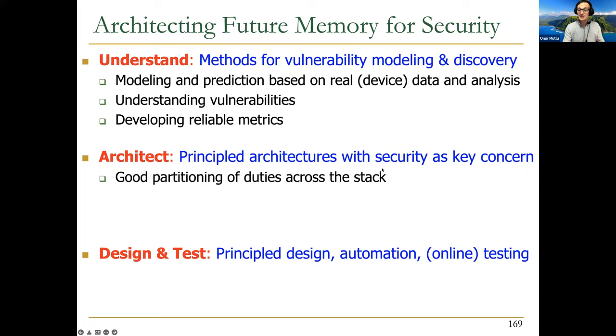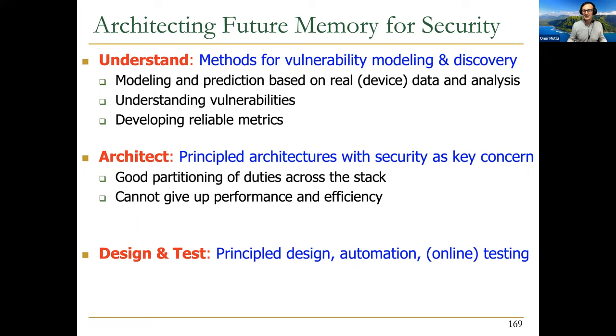We need to have good partitioning across the stack. We cannot give up performance and efficiency, unfortunately. So a RowHammer solution that reduces DRAM performance by 20%, in my opinion, is not acceptable, because we put a lot of effort into improving DRAM performance. And can we have patchability in the field, so that if we discover an error in the field, we can solve it without giving up much performance and efficiency? And I think design and test is very important. We need to integrate a lot of these techniques with principled design, automation, and online testing methods.